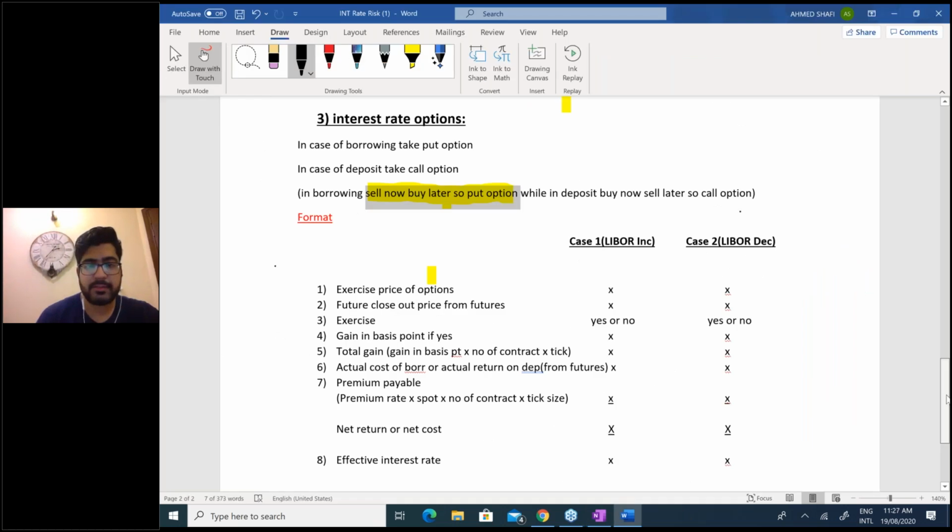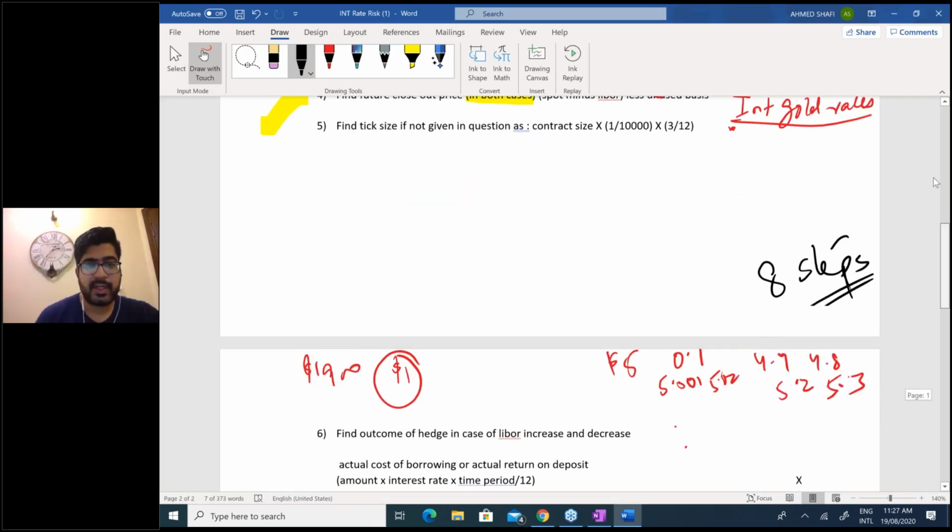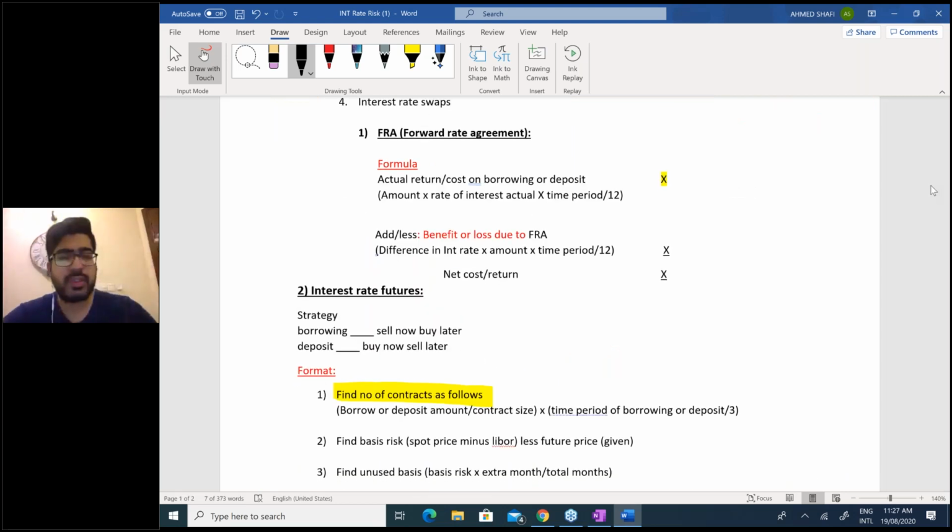I have told you the format. In FRA, the formula is just two things: actual return on deposit or cost of borrowing, depending on whether it's a borrowing case or a deposit case. The formula states amount into interest rate into time period over 12, and add or less benefit or loss due to FRA. How do you judge benefit or loss due to FRA? You take the difference in rates, what FRA provided you versus what you got, into amount into time period over 12. Accordingly, add or less benefit or loss, so you get the net cost or net return.